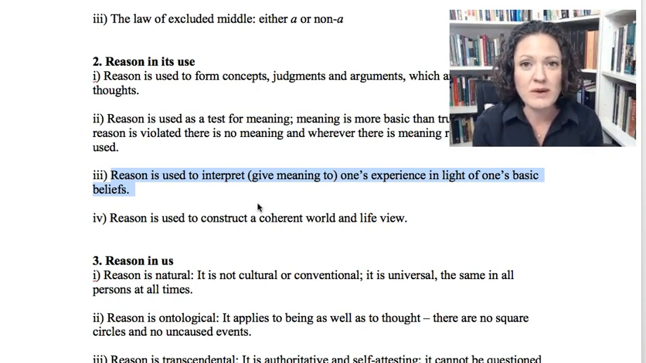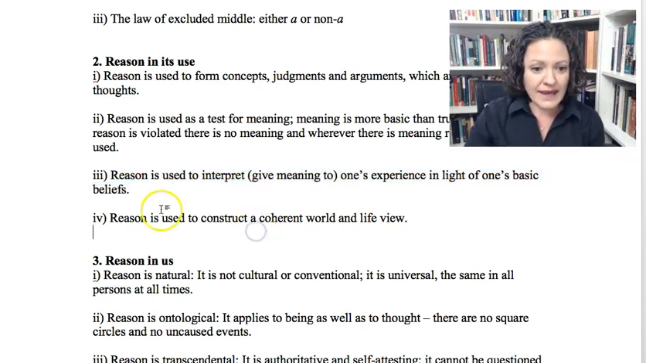Now, we're going to talk more about basic beliefs, but they're about what is real, what is eternal, what is a human being. Philosophical beliefs. So all of our experiences, seeing, hearing, smelling, tasting, touching, are interpreted by reason in light of our basic beliefs. So right now you're hearing sounds and you're making sense of them. You're using reason right now.